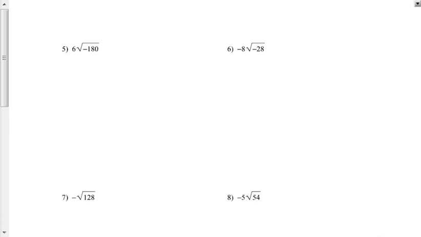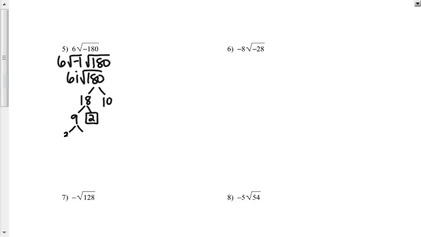Alright, moving on to the back. I have a 6 out in front. The square root of negative 1, make that i and the 180 positive. So this is 6i square root 180. 180 is not a perfect square, so I have to make a factor tree. I'm just going to choose 18 and 10. Breaking that down further, remember you can choose whatever numbers you want as long as they multiply to give you that value above.